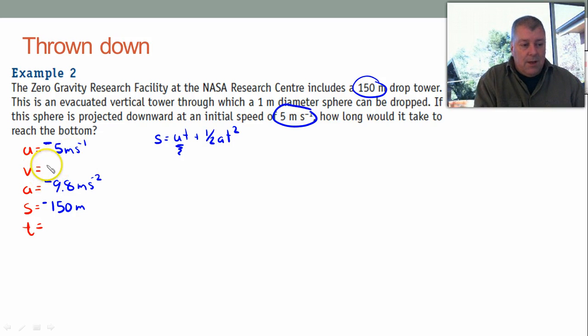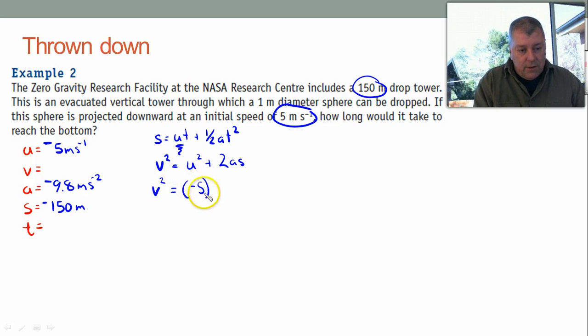And once we find v, we can then very simply find t. The equation to find v given these ones is v squared equals u squared plus 2as. Putting the numbers in, let's just work our way through this. That's going to be minus 5 squared plus 2 times minus 9.8 times minus 150. Let's not make that 1.5.